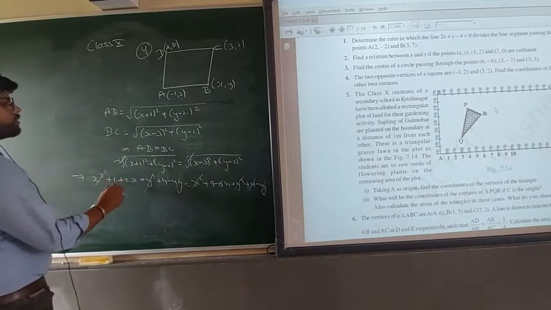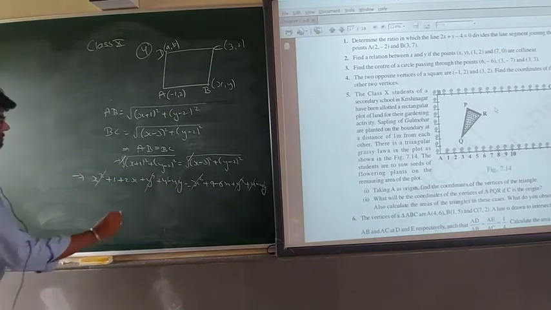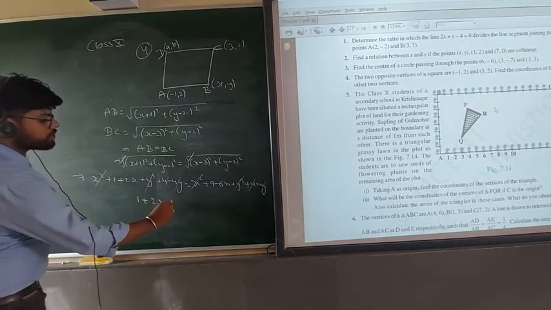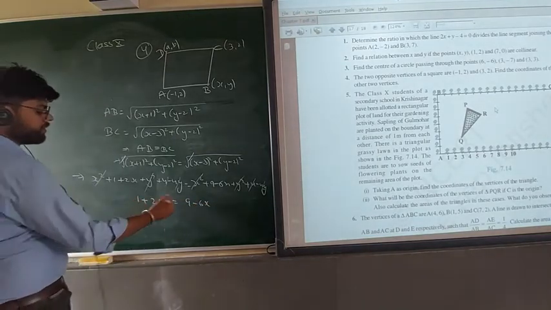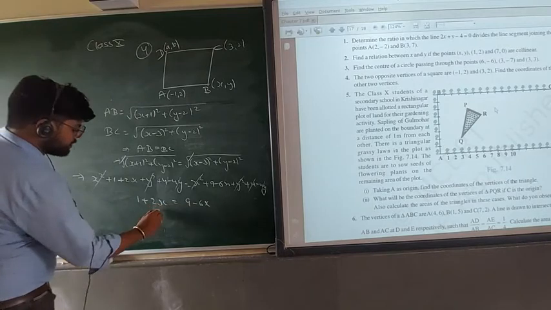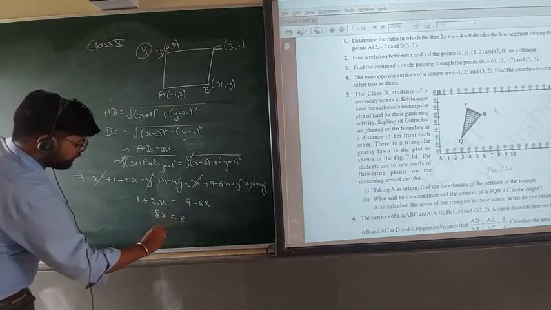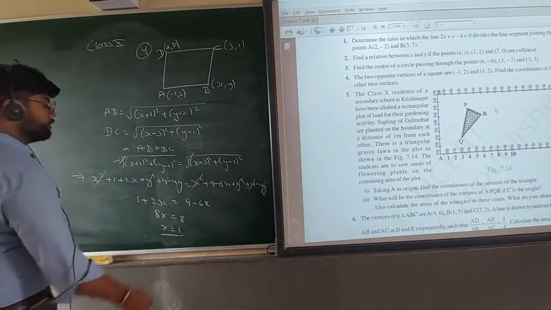So now 1 plus 2x is equals to 9 minus 6x. Now it will be shifted: 9 minus 1 is 8, and 2x plus 6x will be 8x is equals to 8. So the value of x is what? 1.